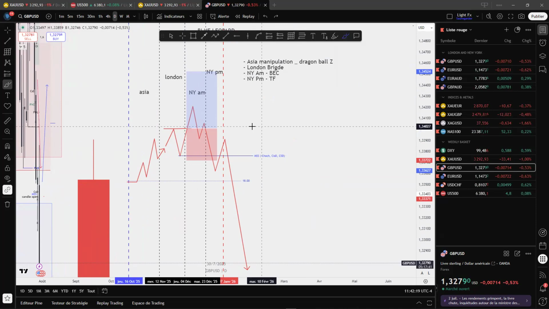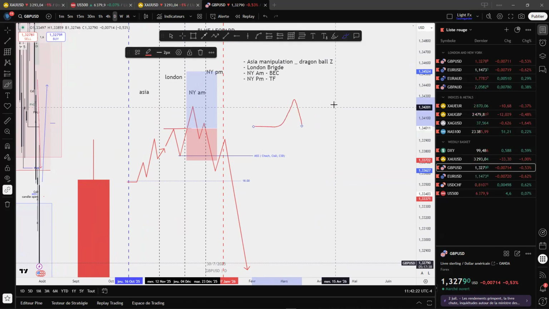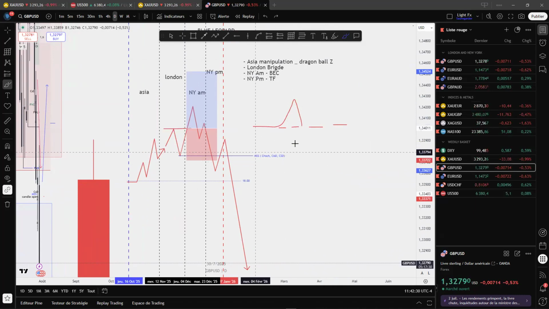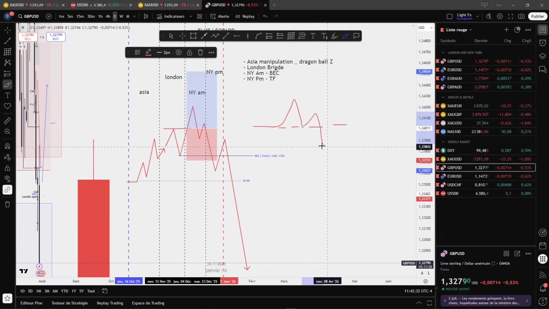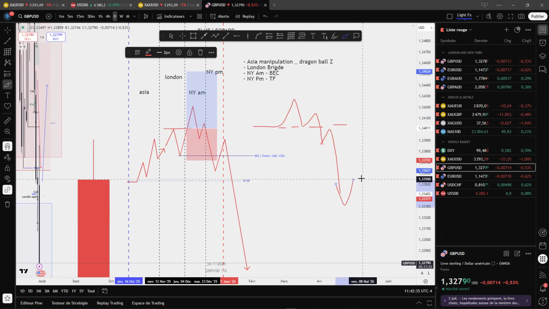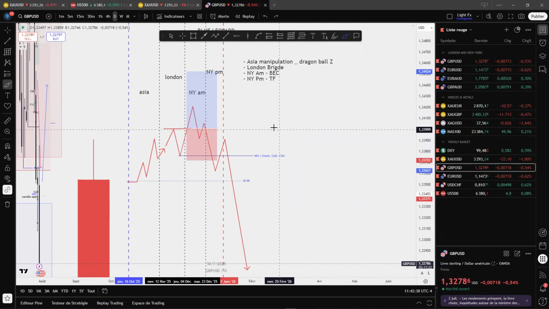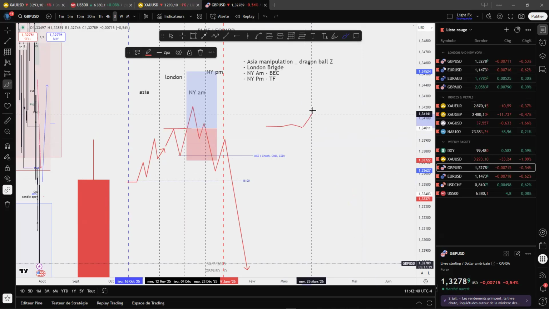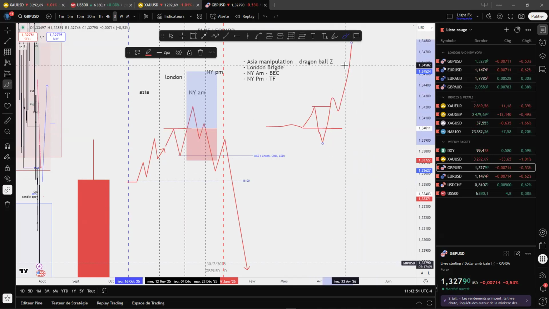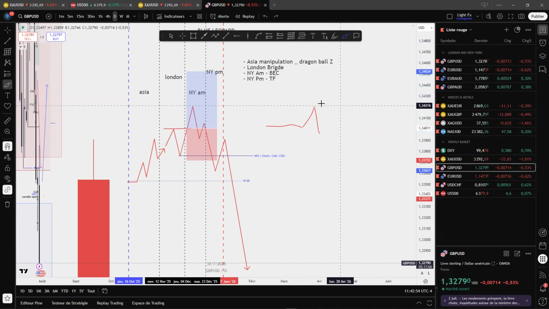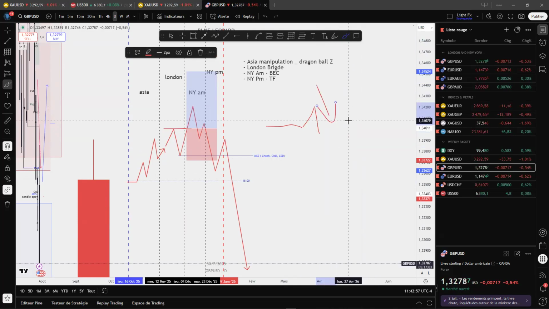You will have a continuation because the manipulation occurred already. If you have manipulation in London session, be careful. Be sure that you have your market structure shift or change in the state of delivery or change of character and the confirmation of that zone before you take a trade, okay? If it happens only at 9 a.m., be careful again to be sure that it's a manipulation, because if it's not a manipulation, then you can be the manipulated one because it can continue higher like this. You have to make sure that the bias is confirmed.